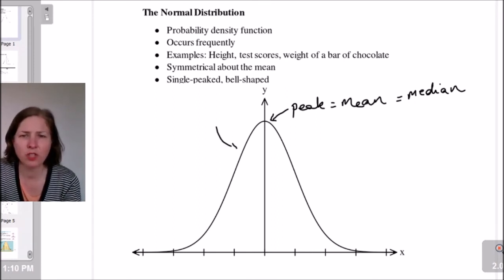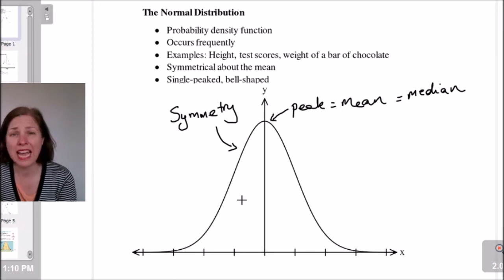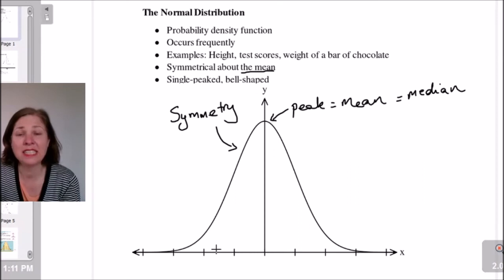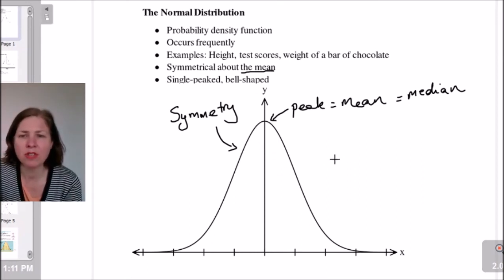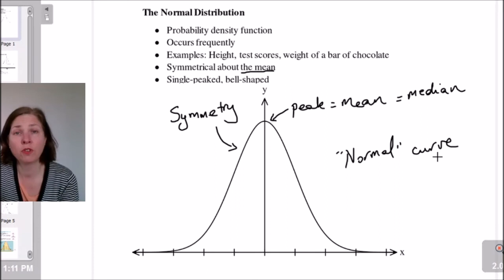The other thing that I've just mentioned is this symmetry. We can see symmetry about the mean. In the one we're looking at, the symmetry is about the y-axis, okay? But that's for a specific kind of normal distribution. In general, the symmetry is about the mean. So the mean is the peak in the middle. And the other thing is that it's got a single peak and it's bell-shaped. So this is called the normal curve, or you might hear it called the bell curve or a bell-shaped curve, simply because it is bell-shaped.